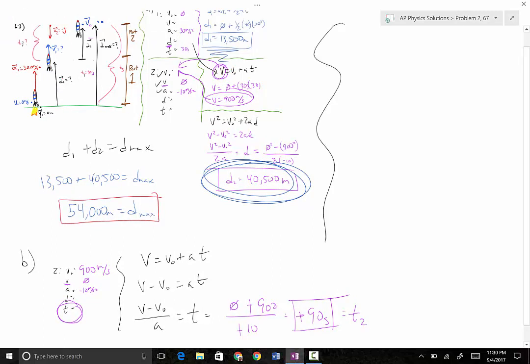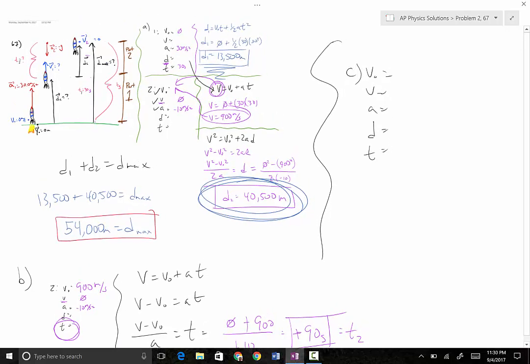Let's do part C right here. So this is going to be part C. I got another VOVAT I'm going to make. So for part C, I'm going to call my initial point right when part 2 ends. That's going to be my initial point. And my final point is right before it hits the ground. The rocket hits the ground.